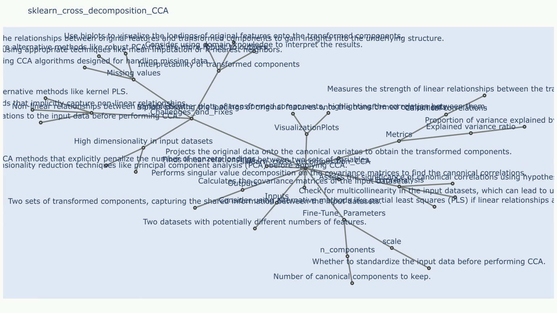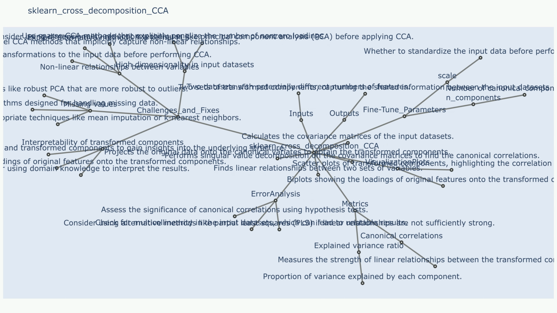Uncertainty method 1: bootstrapping can be used to estimate the uncertainty of canonical correlations and the weights of the linear transformations. Uncertainty method 2: cross-validation can be used to evaluate the model's performance on unseen data and estimate the generalization error.